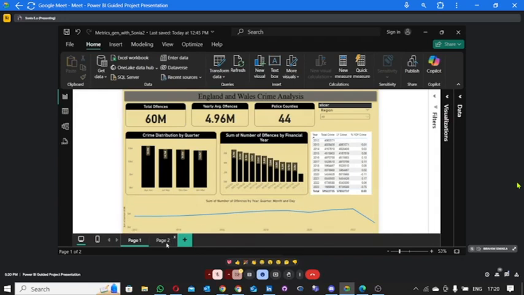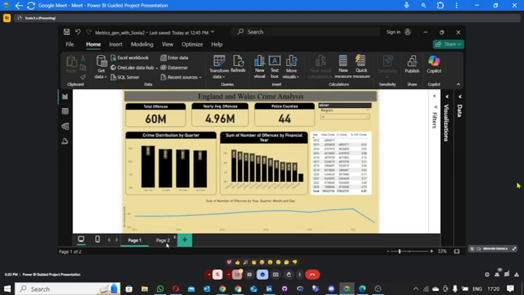Okay, so next, your titles can be better. At least your crime distribution by quarter makes sense. But "sum of number of offenses by financial year," I don't understand. So that can be better. You shouldn't make your description so long. You can say "number of offenses by financial year." That is better. Why do you say sum of number of offenses? So you can make it better that way.